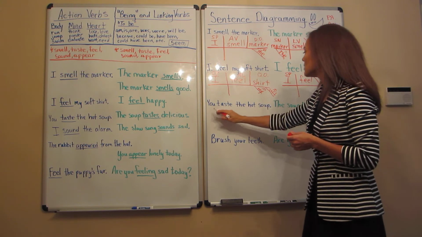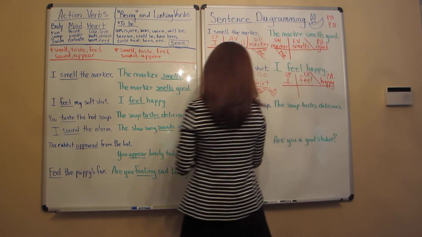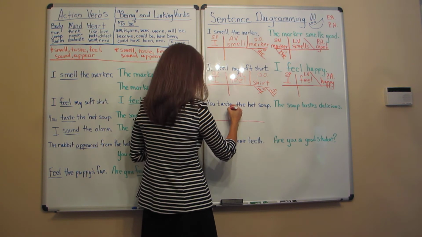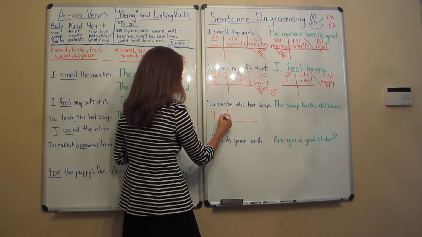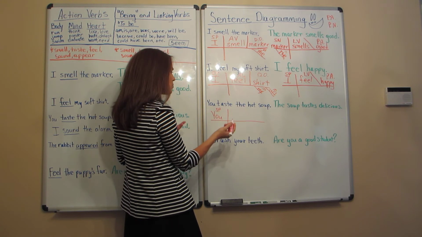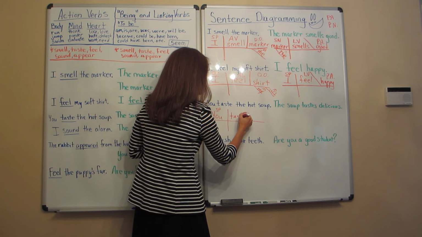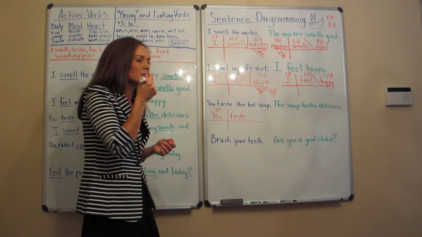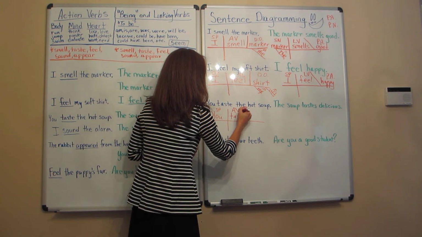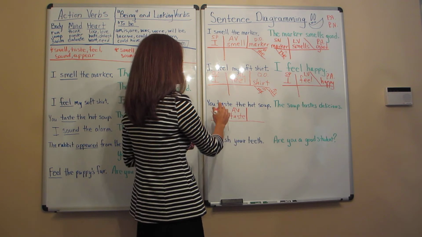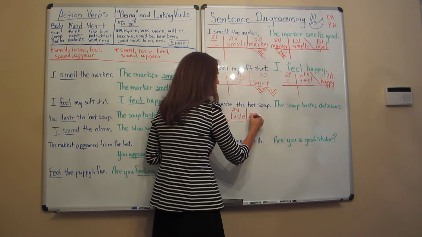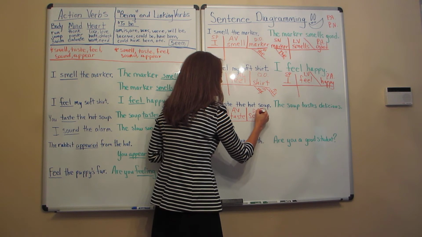Let's move on. You taste the hot soup. You have your baseline and your vertical line. Who or what is the sentence about? It's about you. You is a subject pronoun. You what? You taste. Is taste action or linking? You're physically doing it, so it's an action verb. With an action verb, it gets a straight line that doesn't go all the way through, and it can have a direct object. You taste what? One word, soup. Soup is your direct object.